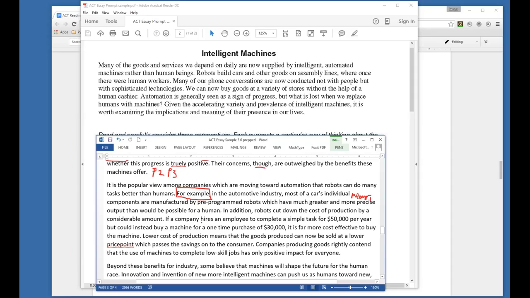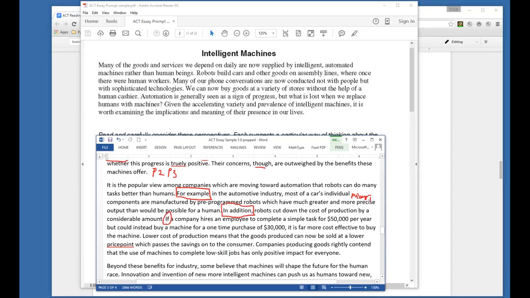So use the prompt. In addition, another great connecting transition word, right? In addition, robots cut down the cost of production by a considerable amount. If a company hires an employee, so here's an example. Now, is this a real example or a hypothetical? It's a hypothetical, isn't it? Because it's starting out with an if, and hypothetical examples are okay on the ACT essay. So if a company hires an employee to complete a simple task for $50,000 per year, but could instead buy a machine for a one-time purchase of $30,000, it is far more cost-effective to buy the machine. Lower cost of production means that the goods produced can now be sold at a lower price point, which passes the savings on to the consumer.